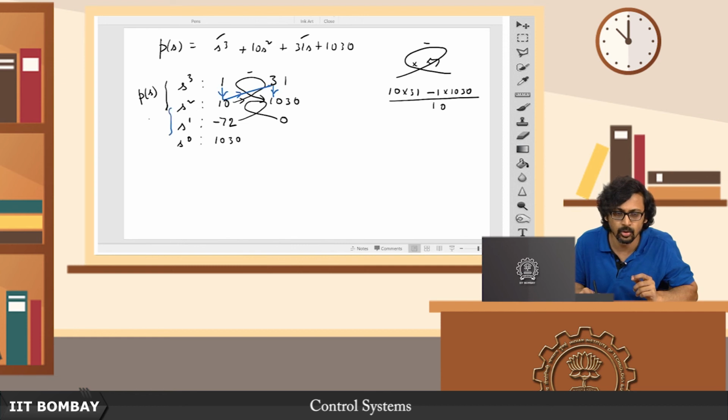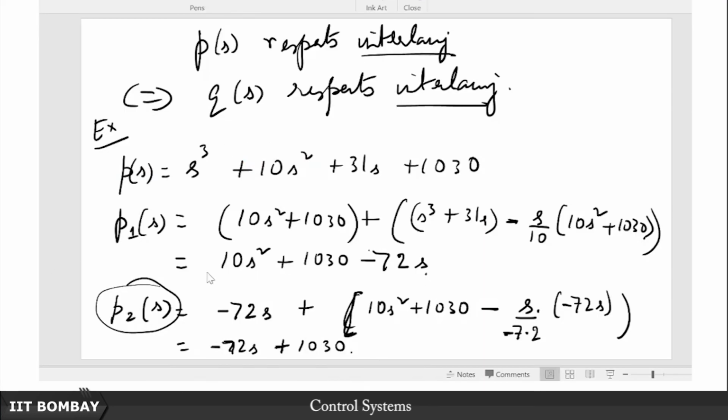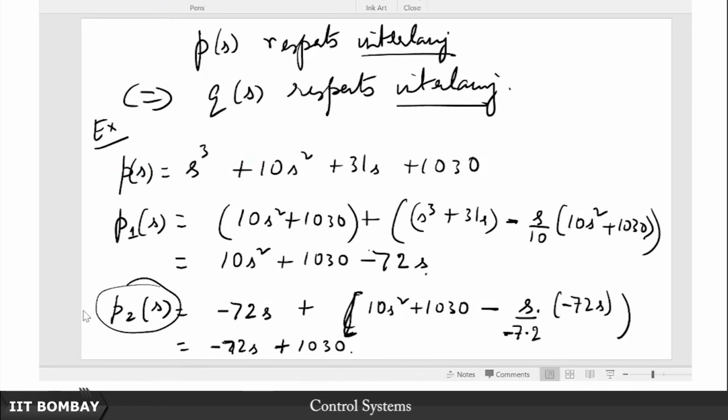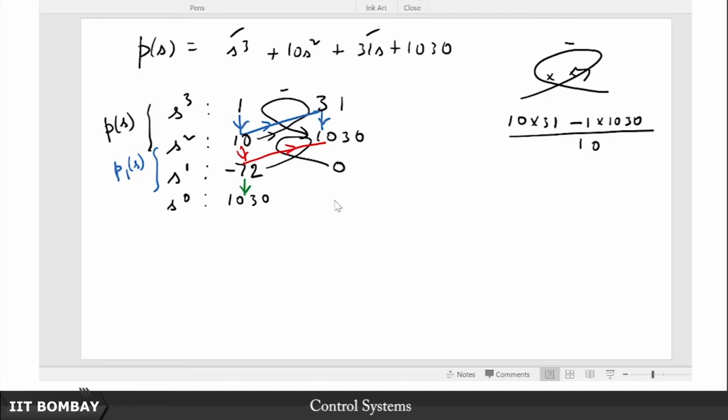The next two rows, they give you P1. How so? So you read 10s squared minus 72s plus 1030. Notice what we had got here at the second iteration, 10s squared minus 72s plus 1030. At the last step, what you get is minus 72s plus 1030, which is nothing but what we had obtained here. So in a sense what I am saying is, instead of carrying out this rather cumbersome looking adjustment and all this, this tabulation does exactly the same thing.